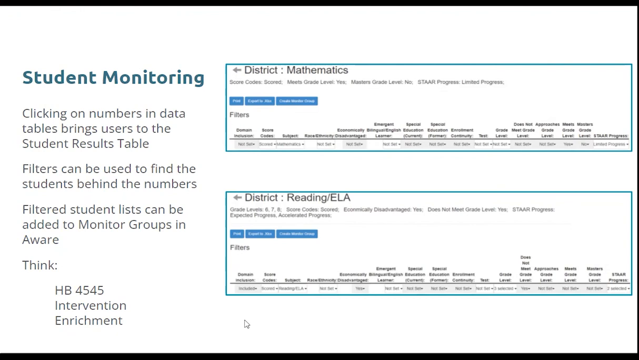If they were included in the accountability subset, or maybe they were not included in the accountability subset, you're able to use these filters to get to a list of students that include demographic data and also performance and progress data. And you can use these for various monitor groups in AWARE. So think of things like House Bill 4545 or various intervention and enrichment needs. You can create these student monitor groups district-wide or campus-wide, and those monitor groups will be available in AWARE for all future data analysis needs. So this right here is really the ultimate tool for Axiom, and it's the one, like I said, that provides value into the school year.